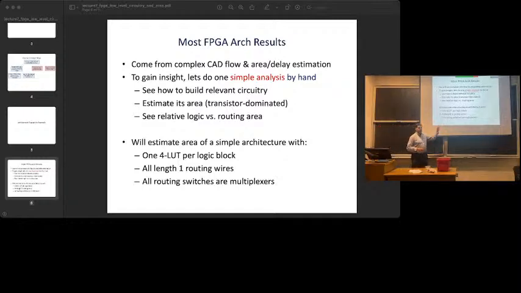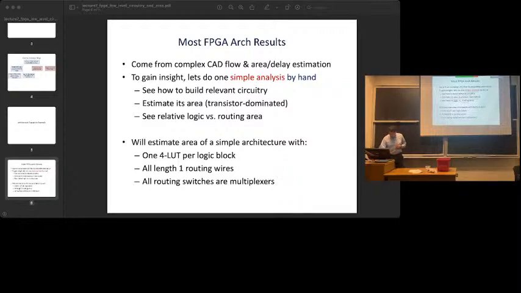So we're going to estimate our area by looking at what transistors we need. We're going to see how we build it, then estimate how much area these transistors would take. It doesn't have to be a perfect answer, because we're going to use this to compare architecture options and get insight. We also want to see how much area goes into the logic versus the routing, because that's an important thing to understand. What's really important when we're optimizing an FPGA? Is it about the logic? Is it about the routing?